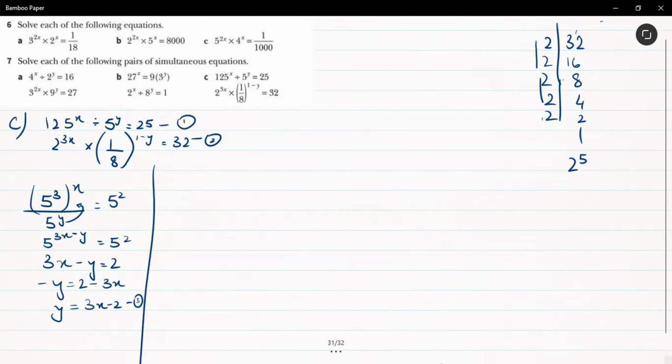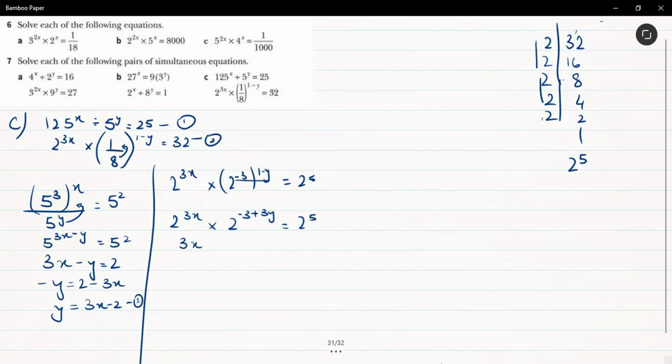Now for the fourth equation, we're going to simplify equation number 2. 2 raised to power 3x multiplied by, now what is 8 in terms of 2? It's 2 cubed. But we're going to say it's 2 raised to power negative 3, because we are bringing this denominator into the numerator, raised to power 1 minus y, is equal to 2 raised to power 5. Now the next thing we are going to do is multiply this negative 3 by 1 minus y. So we are going to get negative 3 plus 3y.